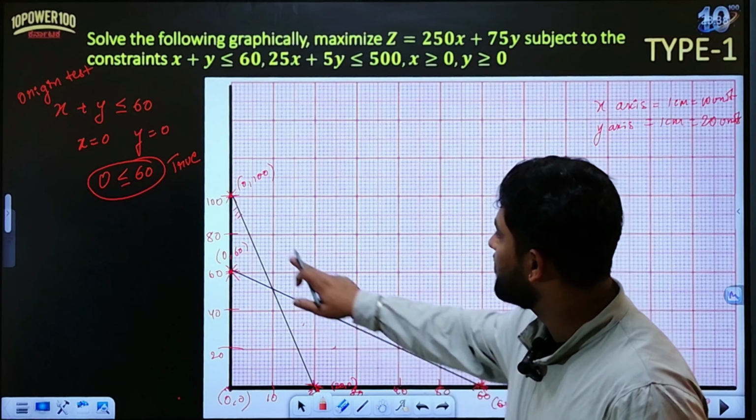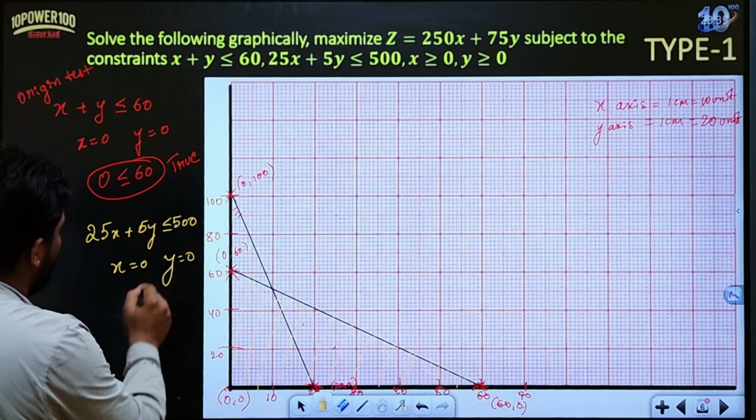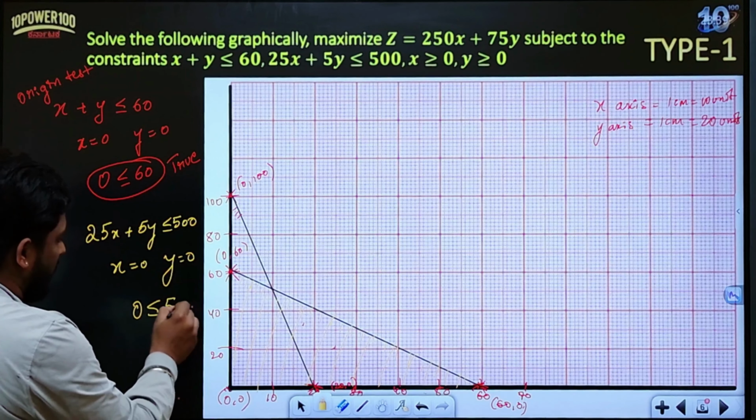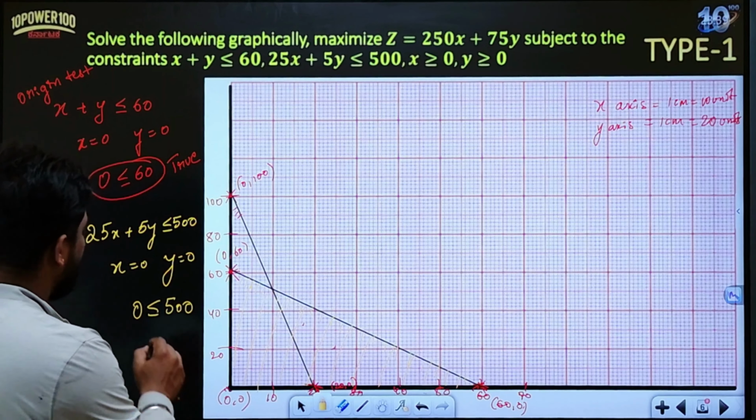Now the other inequality is 25x plus 5y less than or equal to 500. Let's put x is equal to 0 and y is equal to 0. We get 0 less than or equal to 500. 500 is bigger compared to 0, so this is also true. If it is true, for this line you will mark towards this side, correct? So I'll mark this side. Look at this. After marking both the lines, both the lines formed a common region.